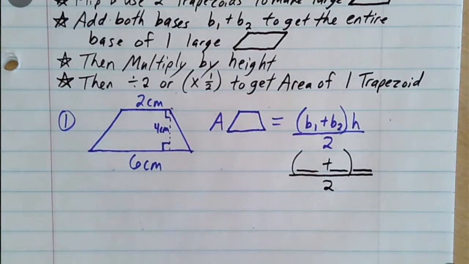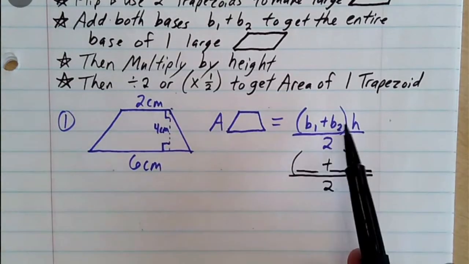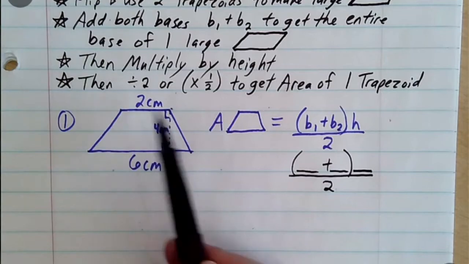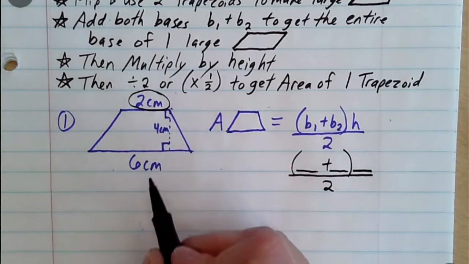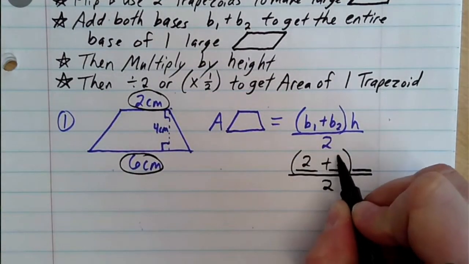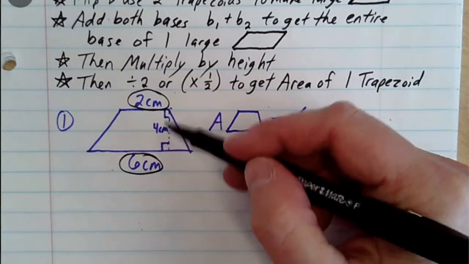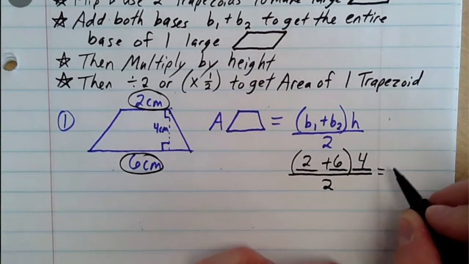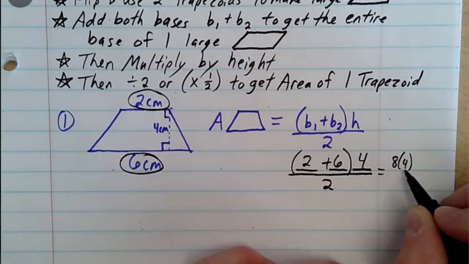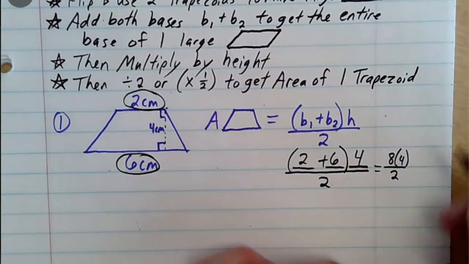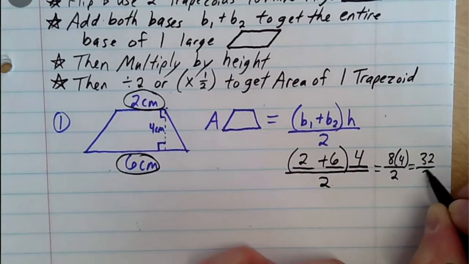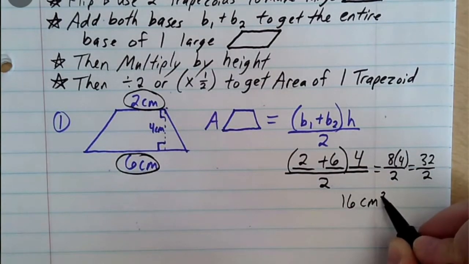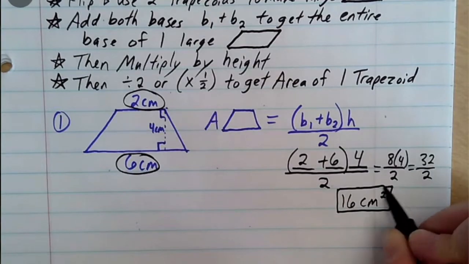So how do we fill in the blanks? Which ones are our bases? Our bases are the ones that are parallel to each other. Those are the ones we add. They're the ones that are tracing the blue lines. They're both going in the same directions. So our 2 and our 6 are our bases. We will add those. Our height makes the right angle. So it goes there. 2 plus 6 is 8. 8 times 4, and then you have to divide by 2. 8 times 4 is 32, and when I divide by 2, that's going to give me 16 centimeters squared. It is area, so I will label it squared.